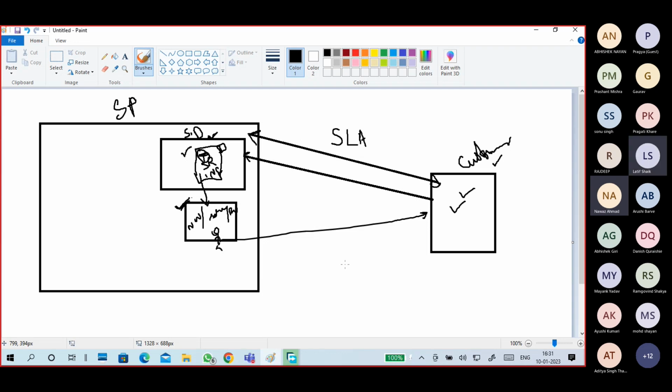Guys, do you understand what the service desk is? Service provider, customer, SLA, service desk, ticket. Still, there are a lot of stories there.